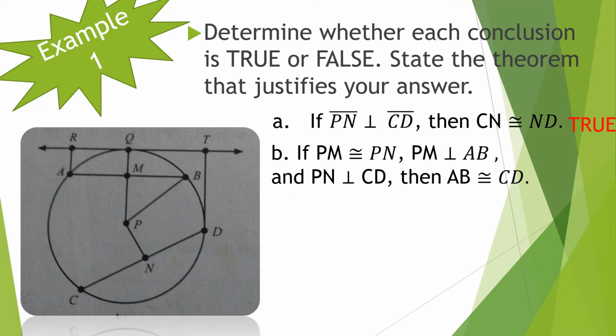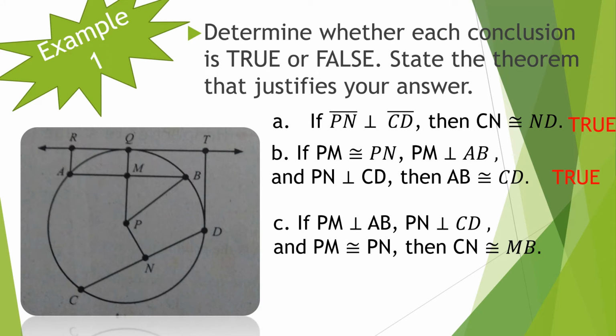So how about letter B? If line segment PM is congruent to PN, PM is perpendicular to AB, and PN is perpendicular to CD, then AB is congruent to CD. That is true according to the second theorem. The second theorem states that in the same circle, chords equidistant from the center are congruent.